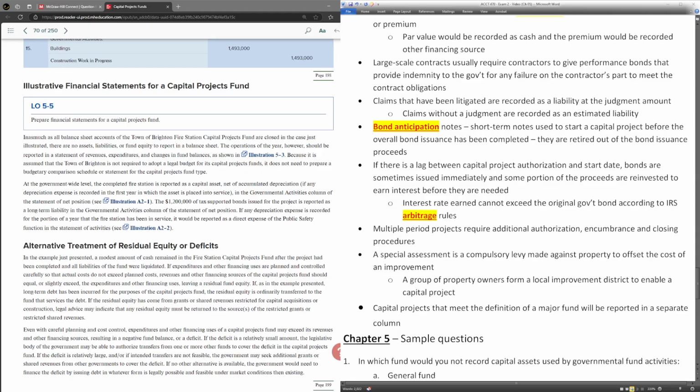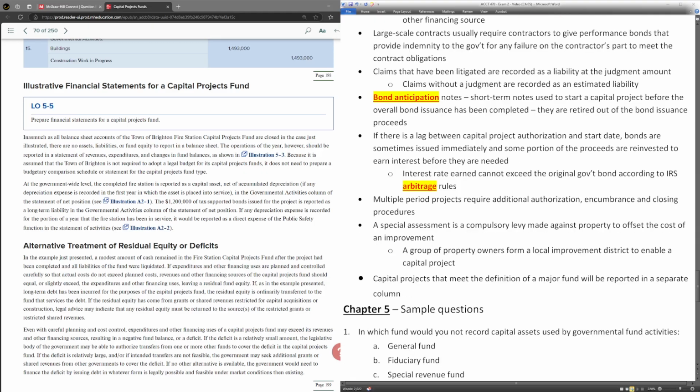You can do it on a short term, but the idea is if you issued it at 5%, you would invest it at 5% so that you wouldn't be losing money, right? So arbitrage rules, and there's probably actually some pretty sophisticated arbitrage rules required.